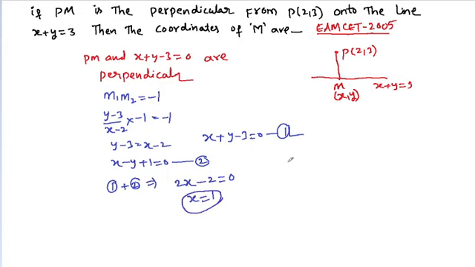Substituting x is equal to 1 in the first line, that is 1 plus y minus 3 is equal to 0. y is equal to 2. Therefore the point M(x, y) is equal to (1, 2).